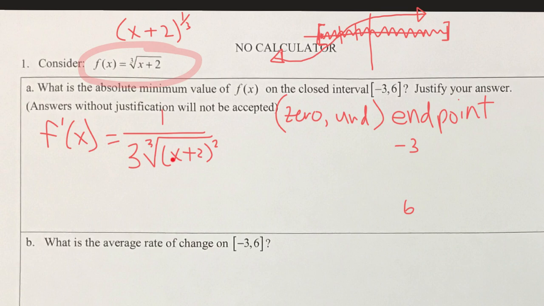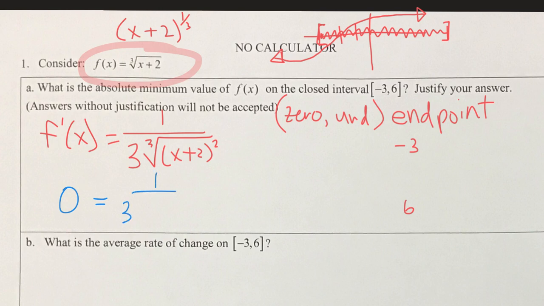Times, of course, the derivative of our parentheses, which is just 1, so that doesn't actually add anything to our derivative. If there were a number in front of x here, then we would have a number on top as the derivative of the inner function. Okay, so when is that equal to 0? That's the question that we're going to answer. When is our derivative 0?